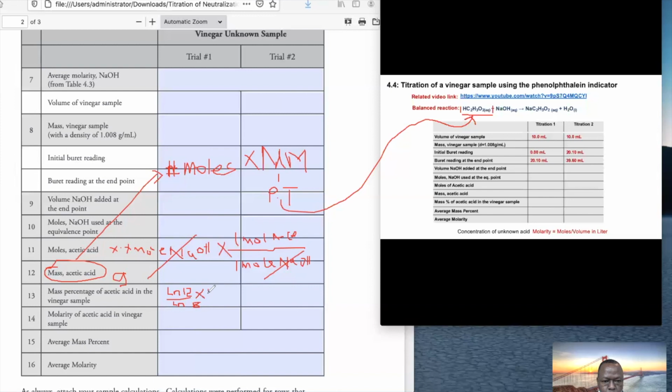Times 100, what? 100%. This is how to get the mass percent of acetic acid in vinegar. Line 12, which is the mass of acetic acid, over line 8, which is the mass of vinegar. Mass of acetic acid over mass of vinegar times 100 will give us the mass percent of acetic acid in the vinegar solution.